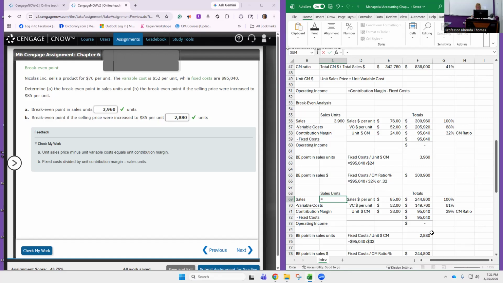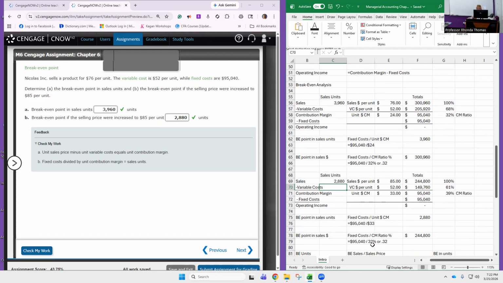2,880 in break even point in sales dollars, right? Okay. All right, and then we could have done the same thing. We could have found the sales, right? And we have to divide by 39% or 0.39. Okay, so there it is. And it produced the amount we expected, right?